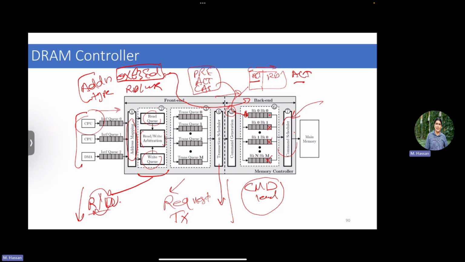Yeah, it does. We will come into this. It definitely does. There are multiple reorderings, for example, between reads and writes, and between row hits and row conflicts, because you want to maximize performance.